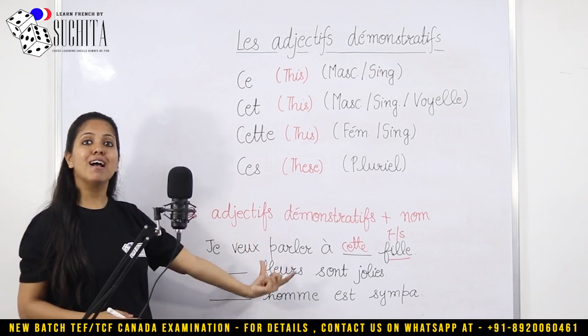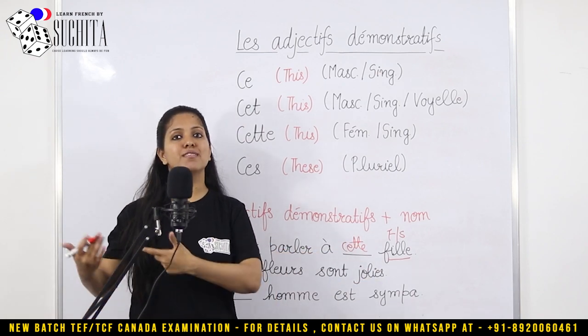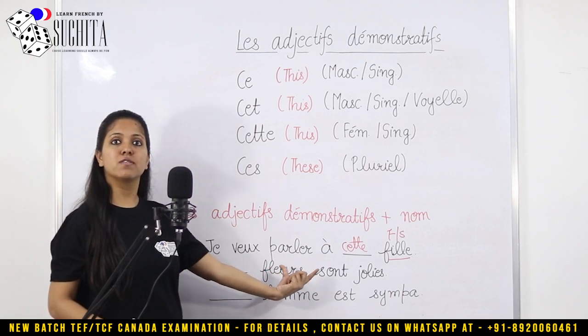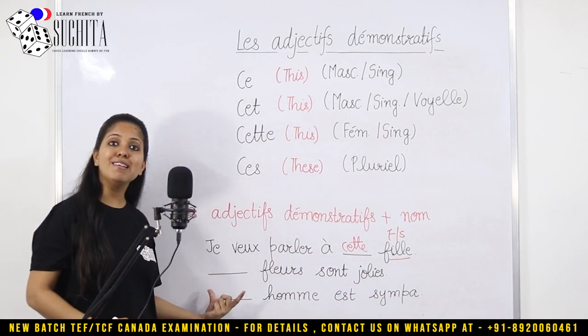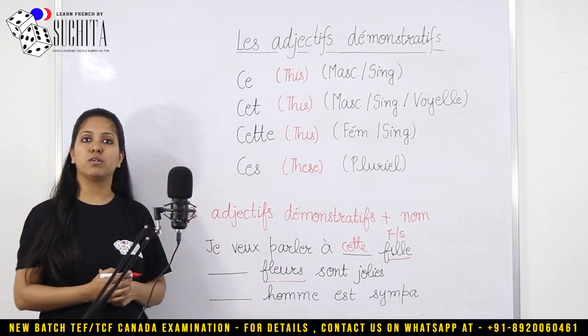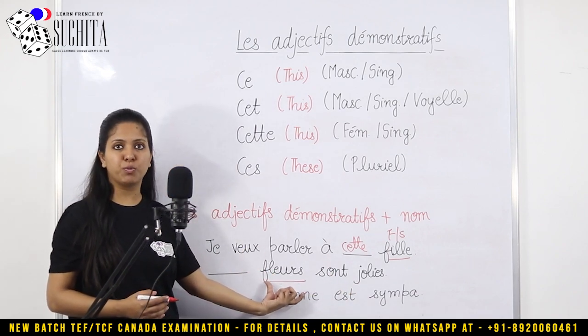Je veux parler à cette fille. I want to talk to this girl. Deuxième exemple. Ces fleurs sont jolies. These flowers are pretty. Now let's look at fleur. Now first of all, this word is plural.